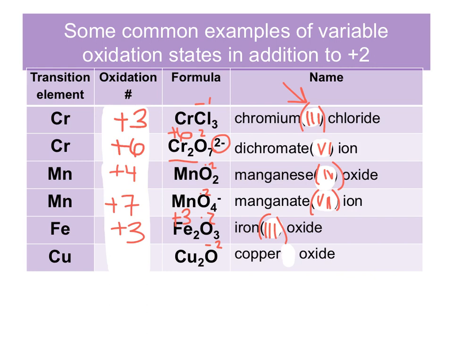Two of the transition metals. So if we're going for +2, each one would have to have a +1. So the oxidation state for the copper there is +1. And we would just say copper(I) oxide for that compound.